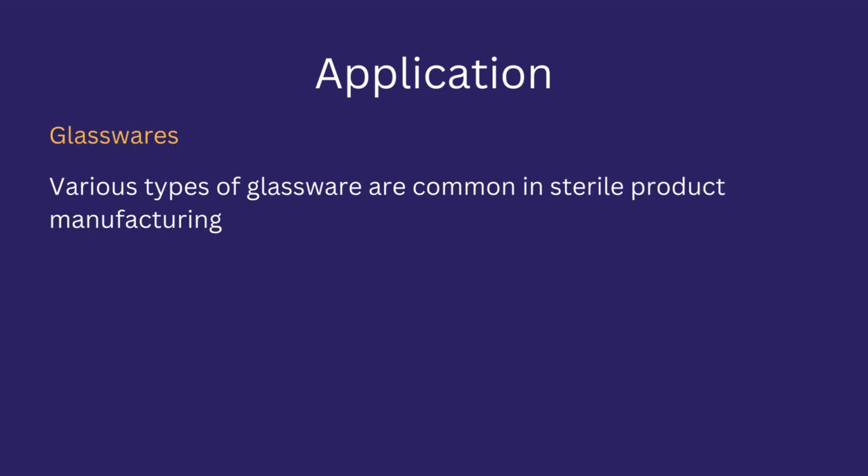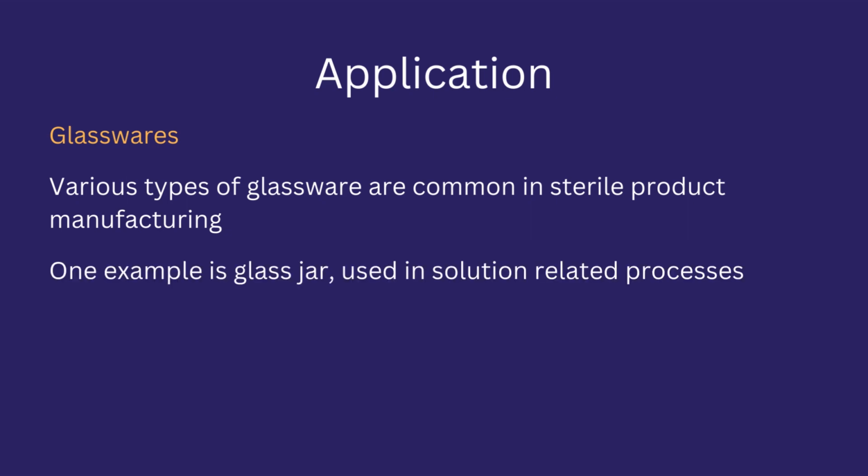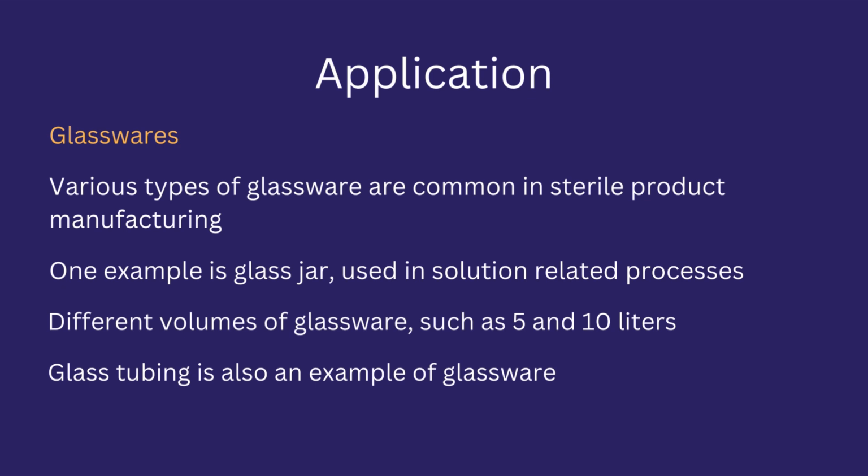Glassware. Various types of glassware are common in sterile product manufacturing and are used at various stages such as manufacturing, packaging, and accessories. One example is a glass jar, which is used in solution related processes such as manufacturing and transferring of solution from one step to another. Different volumes of glass jar are used depending on the capacity of the batch. Another example is glass tubing, which is used to connect different parts of an instrument with the main machine.